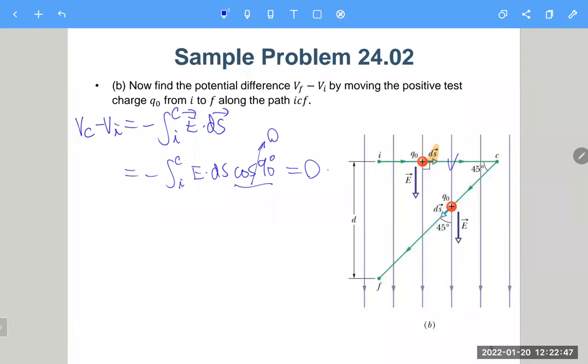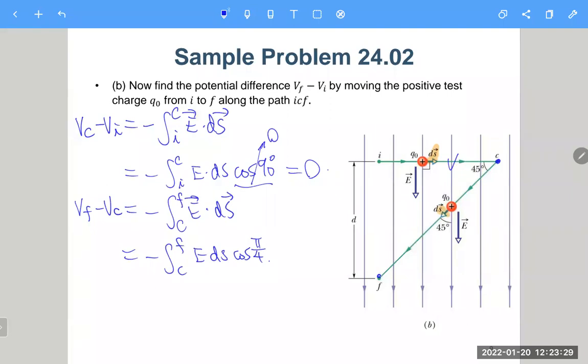And then the second part is Vf minus Vc, which is from here to here. Here we have a negative integration from C to F of E dot ds. Here ds makes a 45 degree angle with the E field, so we have E ds cosine of 45 degrees. We can write it as pi over 4 or 45 degrees, up to you. This is square root of 2 over 2.